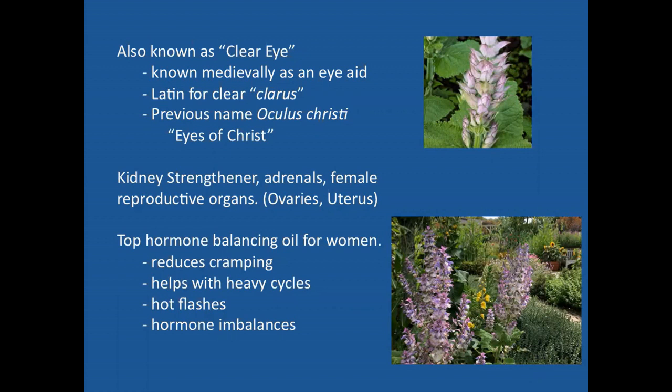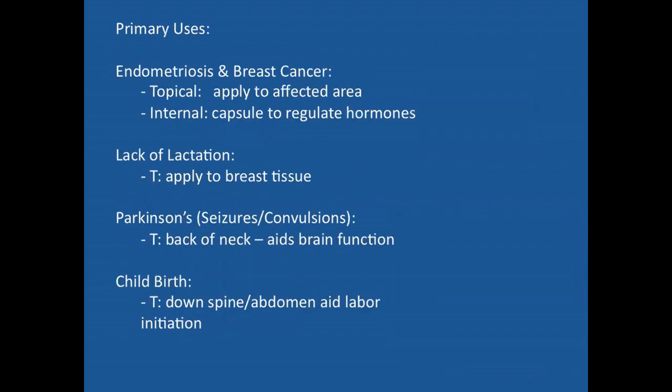It also is a hormone balancing oil that many women find beneficial. It helps reduce cramping during cycling and helps with people who have excessive heavy cycles, hot flash diminishing, and other hormonal imbalances that can be experienced by women during various phases of their life. So some primary uses: endometriosis and breast cancer respond well to it when it's applied topically to the area that's affected. Also can be used internally in a capsule to help regulate hormones.